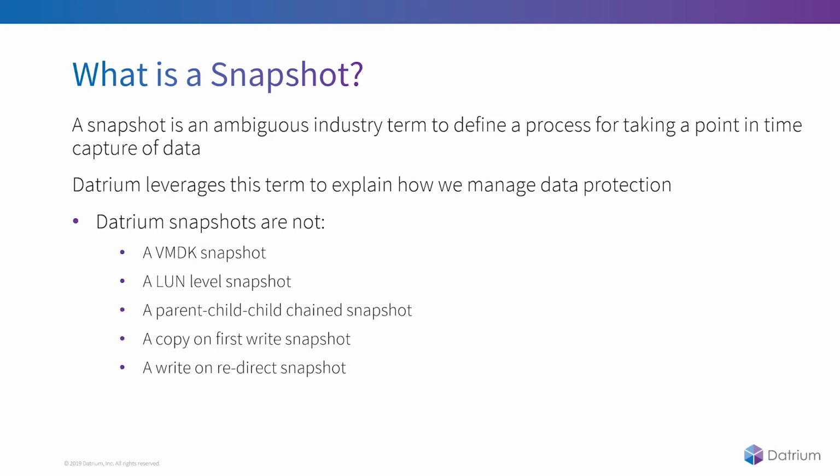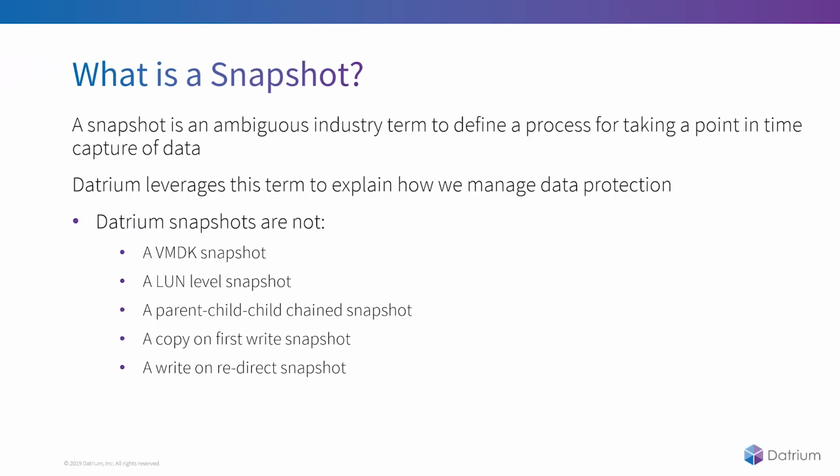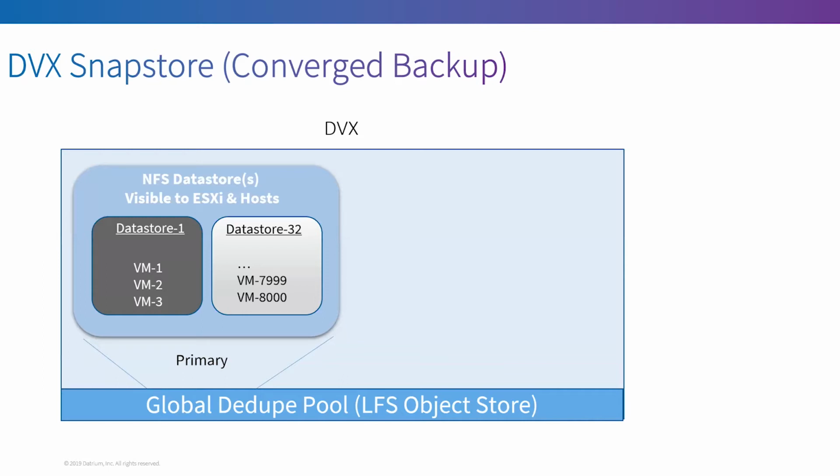But really, what we're just saying is that a snapshot is a point in time that we're taking of the data of a VM at a storage level. It is not a VMDK, a LUN, a parent-child chain, any of that, right? It's its own separate thing, and that's where we get into this next piece, which is what is the Snap Store, right? How do we actually use it, and what is it?